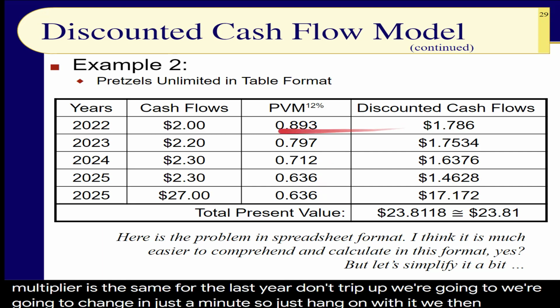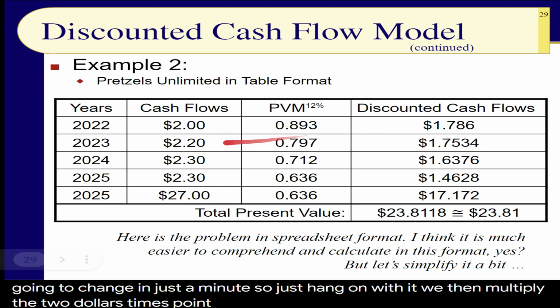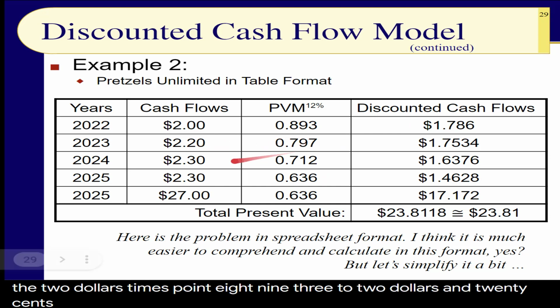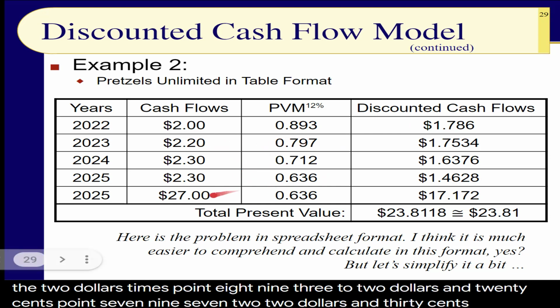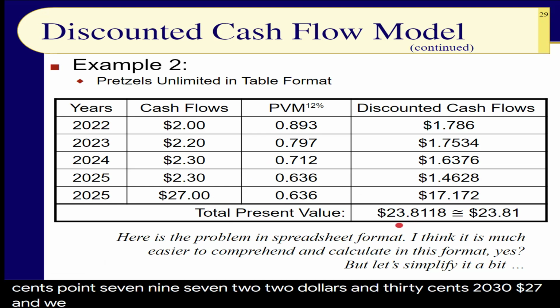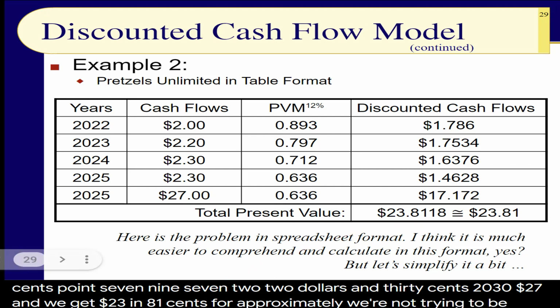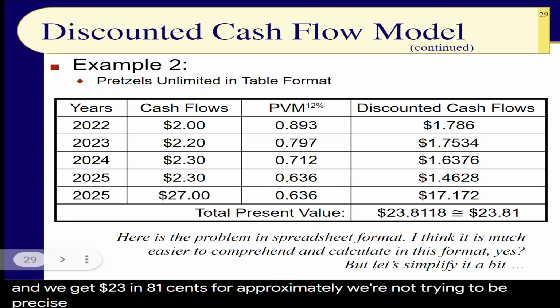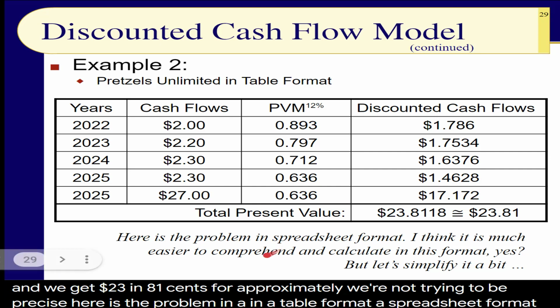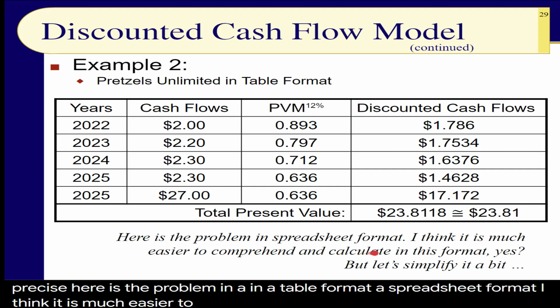We then multiply the $2 times 0.893, the $2.20 times 0.797, the $2.30, $2.30, $27, and we get $23.81 approximately. We're not trying to be precise. Here is the problem in a table format, a spreadsheet format. I think it is much easier to comprehend and calculate in this format, yes?